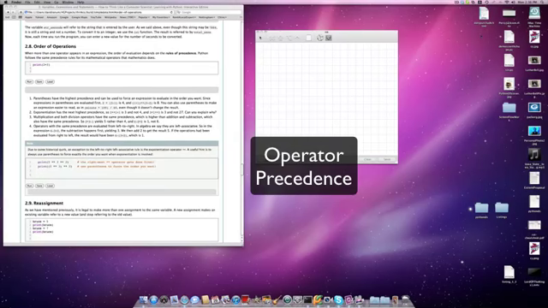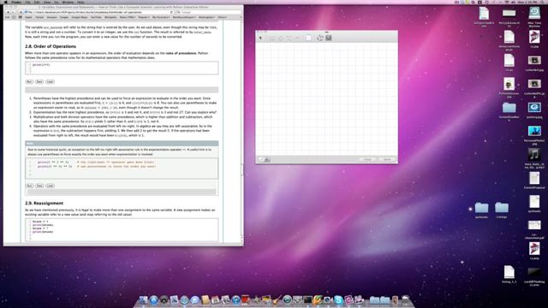We're going to continue looking at operators and expressions and the evaluation of expressions. And now we're going to investigate what happens when our expressions become a little more complicated. And by complicated, what we mean is when our expressions have more than one operator.